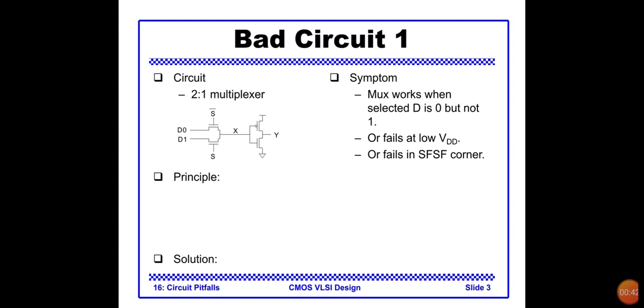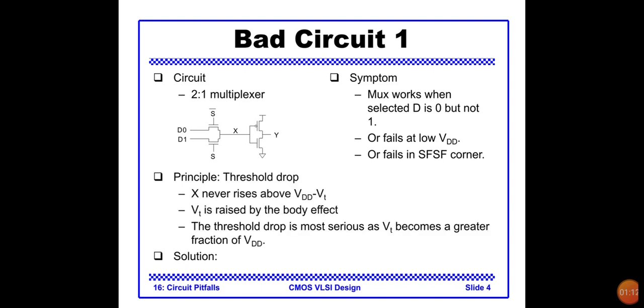Bad circuit 1. The circuit, for example, is a 2:1 multiplexer. The 2 is the input and 1 is the output. The symptom: the mux works when select D is 0 but not 1, or fails at low VDD, or fails in the SF corner.